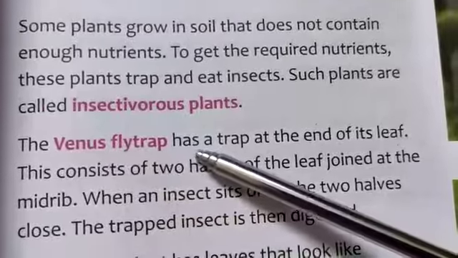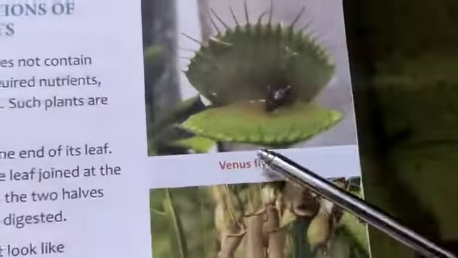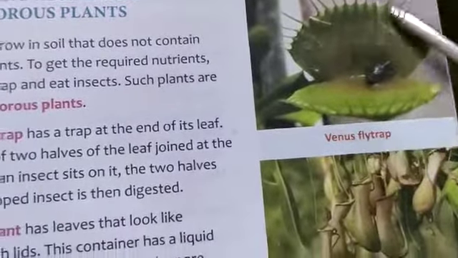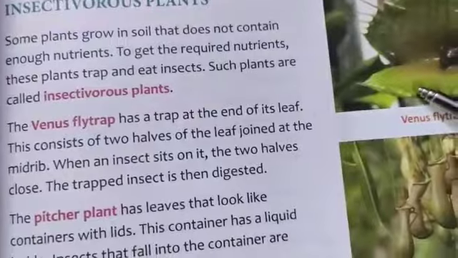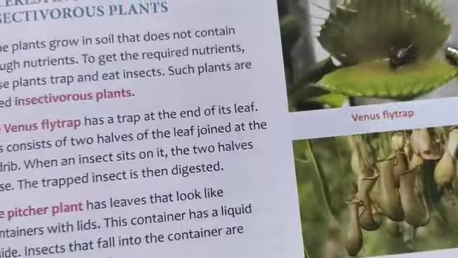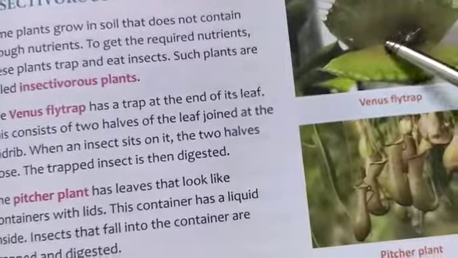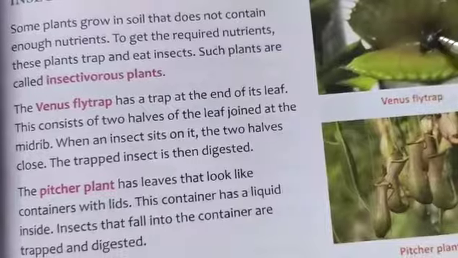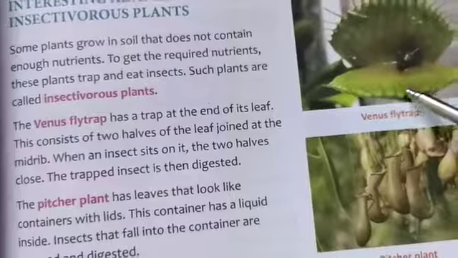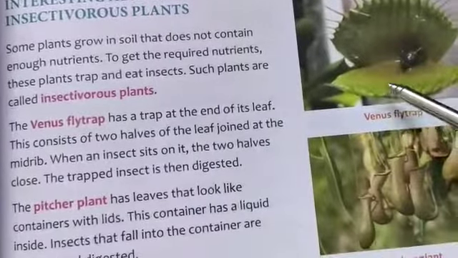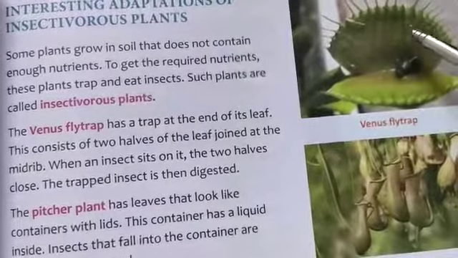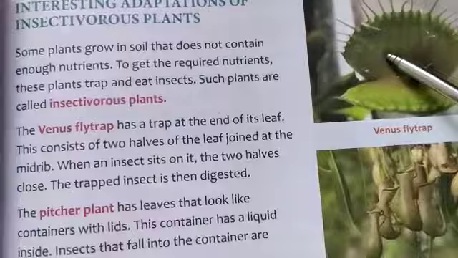For example, the Venus flytrap has a trap at the end of its leaf. Look here, this is the trap at the end of its leaf. The leaf is in two parts. It consists of two halves of the leaf joined at the midrib. The middle vein is called the midrib. When an insect sits on it, as shown in the figure, the two halves close, and the trapped insect is then digested. Why do the plants digest it? For getting the nutrients which they do not get from the soil.